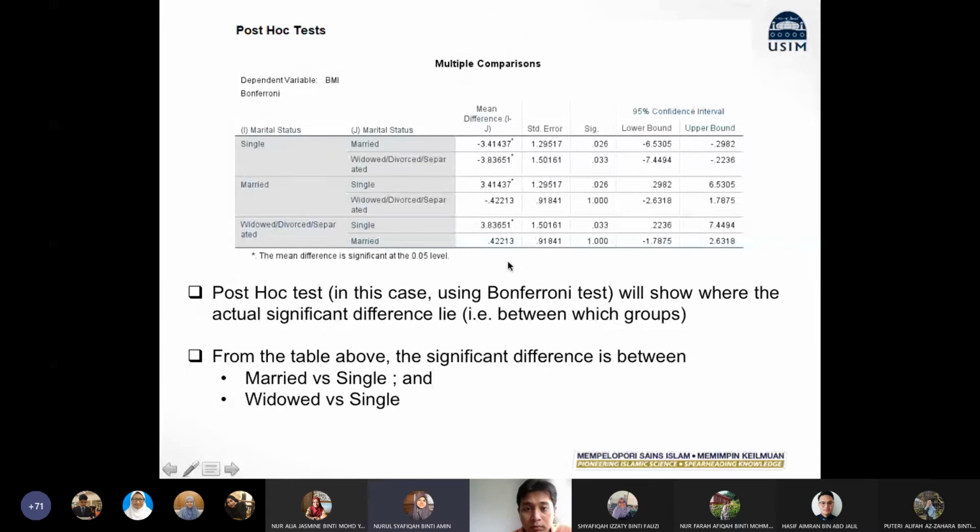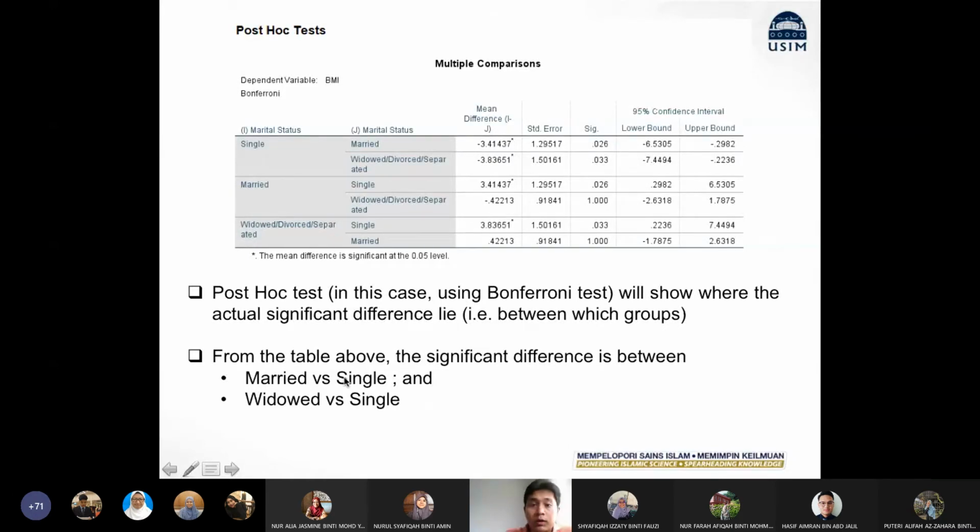Betul tak? Okay. Dia akan ada significant difference dengan single, tapi dengan married akan jadi sama. Married dengan widow ni tak adalah beza sangat. The single ni contribute kepada kita punya difference. So from the table above, the significant difference is between married and single, which is this one, then this one and this one, and also widow versus single, it is this one and this one.